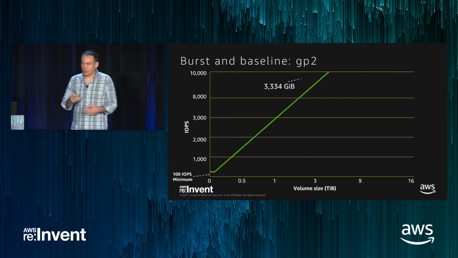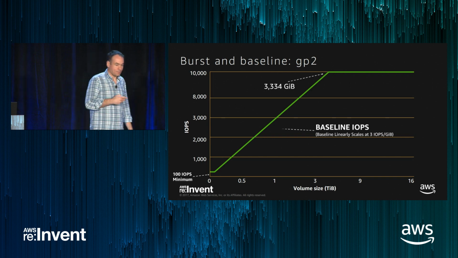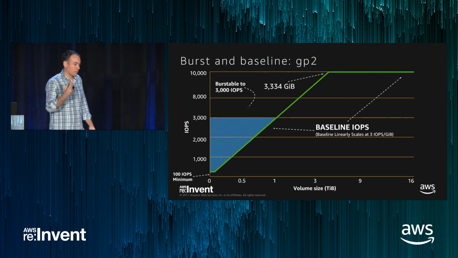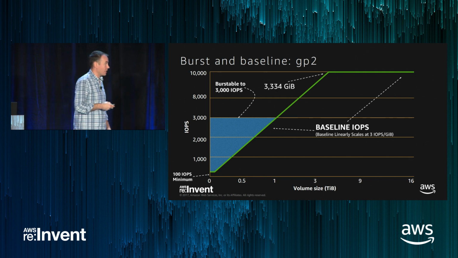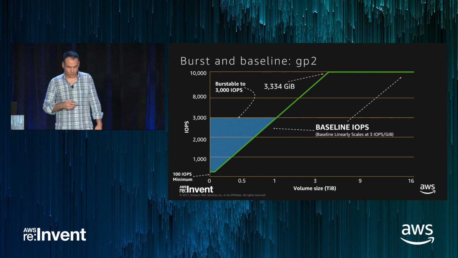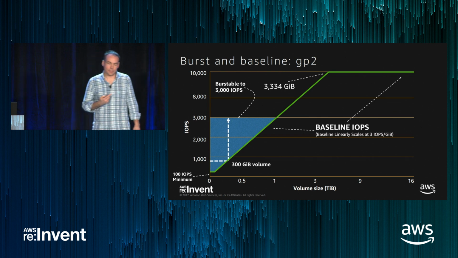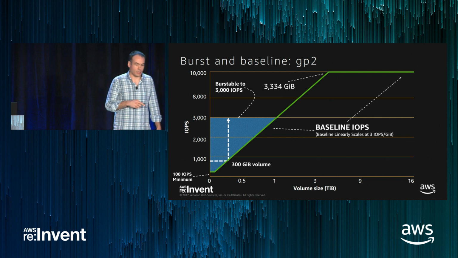Here it is in graph form, if you don't like my animation with the bathtub. See the baseline IOPS in green? Smaller volumes that are less than 1,000 gigabytes get a burst bucket. As an example, we've got a 300 gigabyte volume here. It's got a 900 IOPS baseline, and it bursts up to 3,000 IOPS.